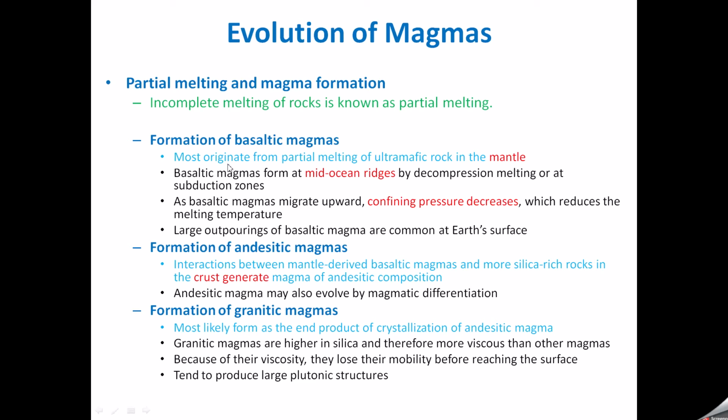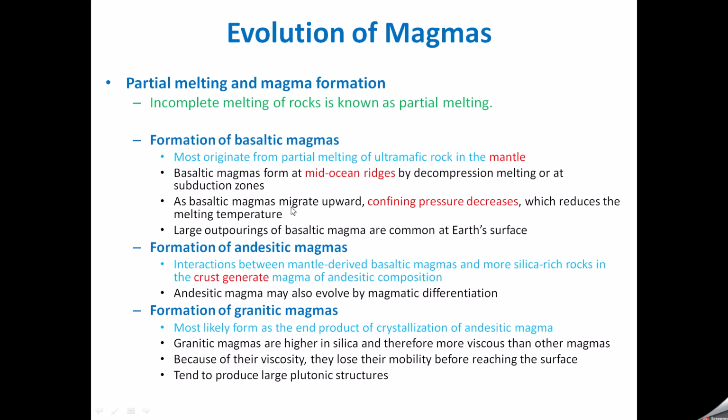Most basaltic magmas originate from partial melting of ultramafic rocks in the mantle. So basaltic magma comes from partial melting, which is the incomplete melting of the ultramafic rocks in the mantle. I'll explain this next figure. Basaltic magmas form at mid-ocean ridges by decompression melting. This is another term, decompression melting, or at subduction zones.